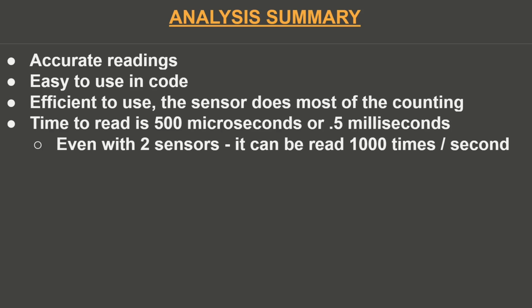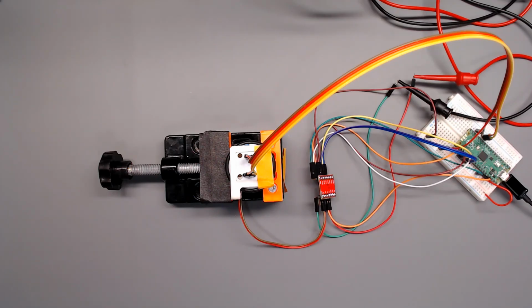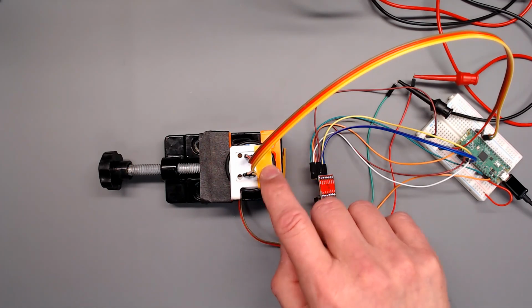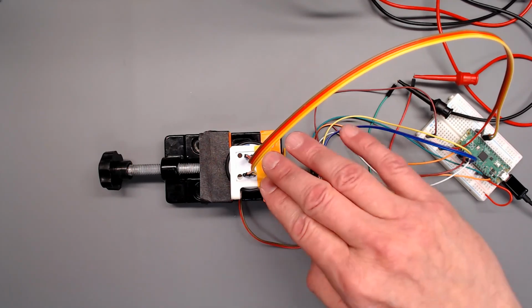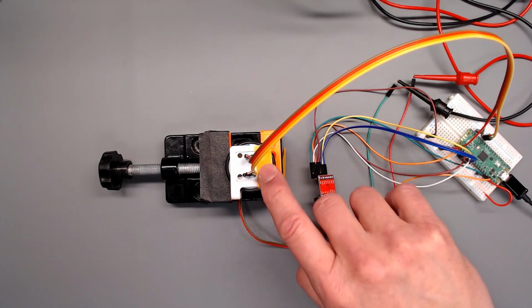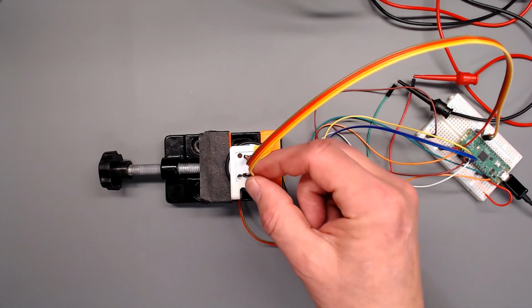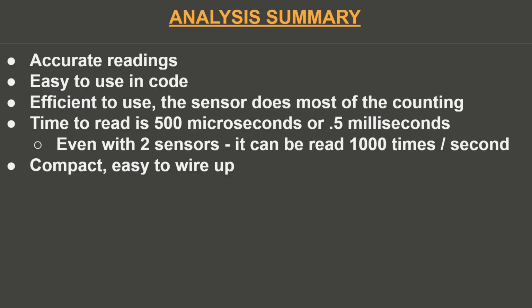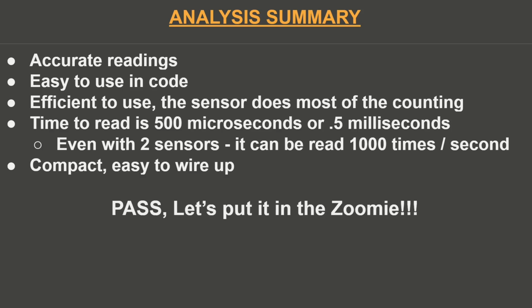It's very compact. It'll be easy to wire up. Here in our test bed, we're using header pins, but that really won't work because this will be the outside edge of the Zoomie. So we'll probably have to solder the wires directly onto that module board. Finally, I'm going to give this a pass. I think we're going to put this in the Zoomies and move forward with this sensor, and I'm not going to bother looking for others in place of it. It's doing what I want. What more can I ask for?